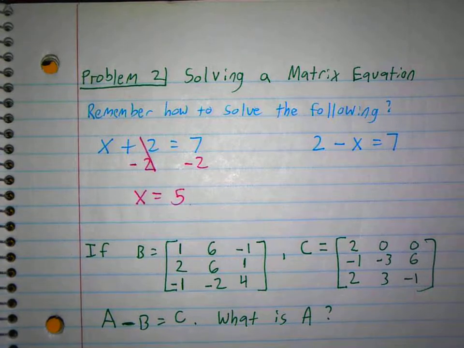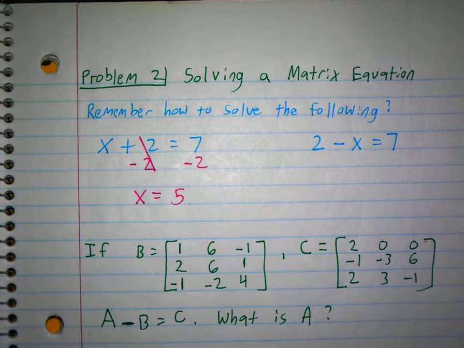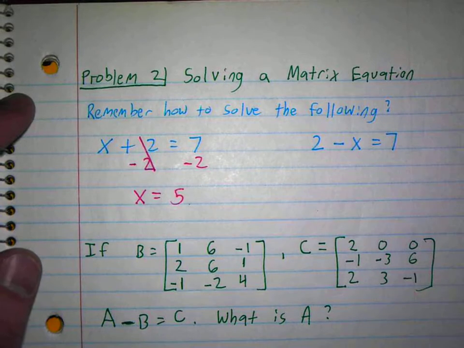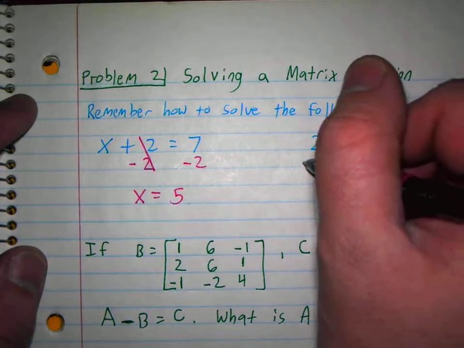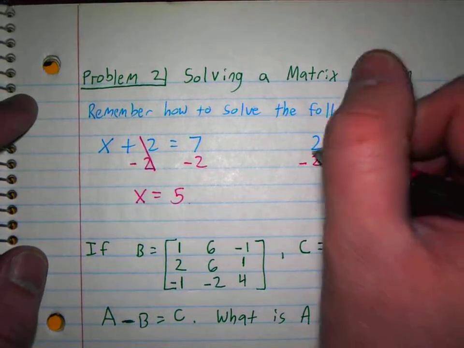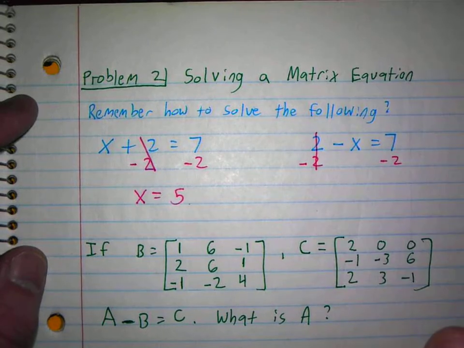In Algebra 1, we start you off with 1 steps, and we go to 2 steps, and then to 3 steps, and then multi-step. We're going to do the same thing with matrices. Okay? So here, how would you solve 2 minus x equals 7? Subtract 2. And those are additive inverses.